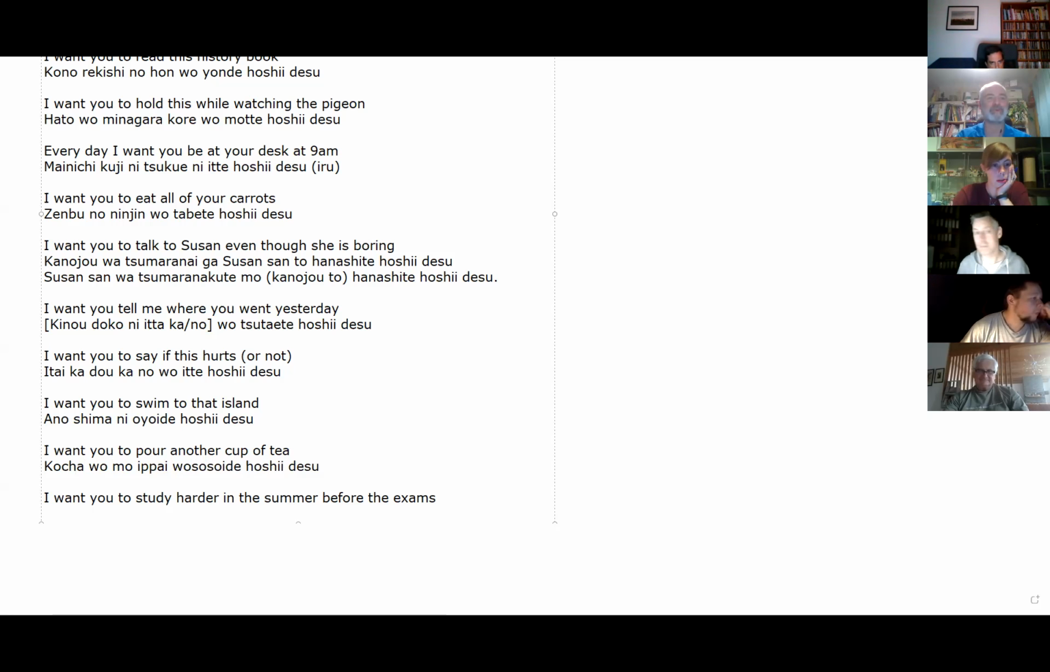Okay, so a really neat way of doing this is, when you want to say "another something of something," to do it in this way. Kocha, which is black tea, mo ippai. Kocha o mo ippai susoide hoshii desu. Exactly this. Hoshii desu. Just to be consistent, otherwise I'll get picked up by Kim about my grammar. Oh, susoide hoshii desu ne.